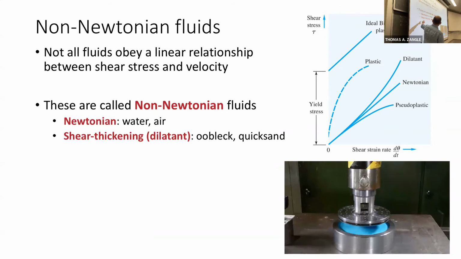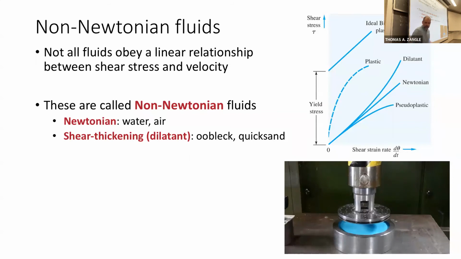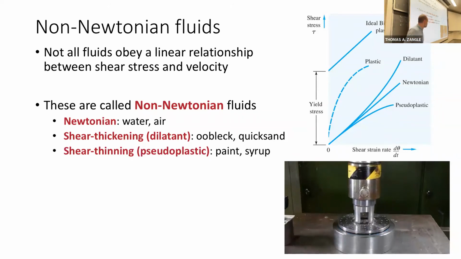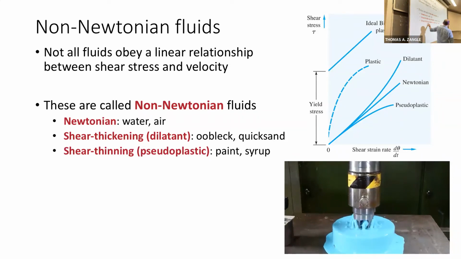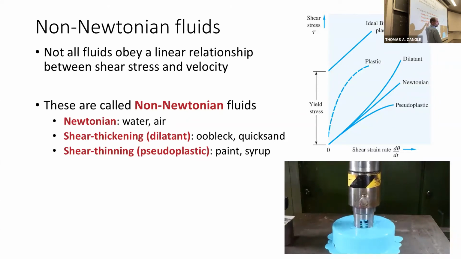So these are fluids where shear thickening means it effectively becomes thicker, or has a higher viscosity, when you apply shear stress to it. And we'll see examples of that. The opposite behavior is shear thinning or pseudoplastic. That's this line down here. Those are fluids that become essentially less viscous as they start to flow. A good example here is paint, right?